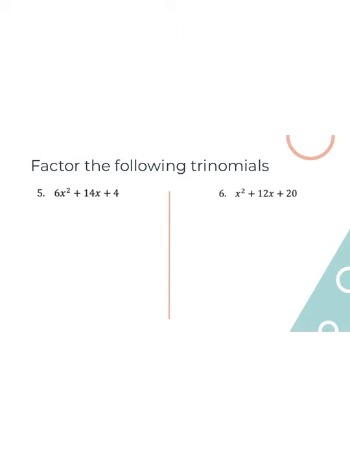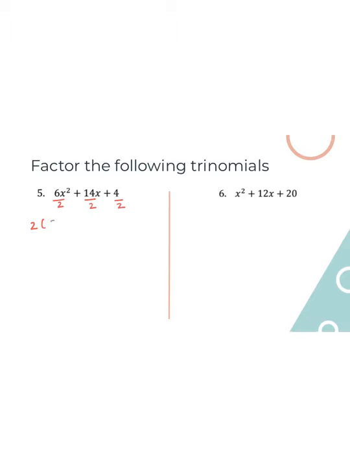So I'm going to divide each one of those by 2. So 6 divided by 2, 14 divided by 2, and 4 divided by 2. I'm going to look and see, is there a letter that's in common? Nope, they don't have a letter in common. So my 2 is going to come on the outside, and then I'm going to divide out what's left.